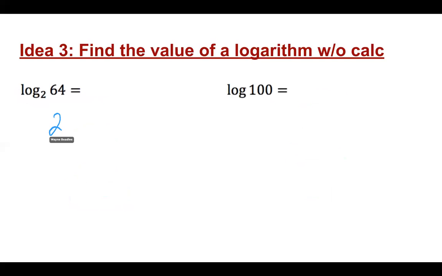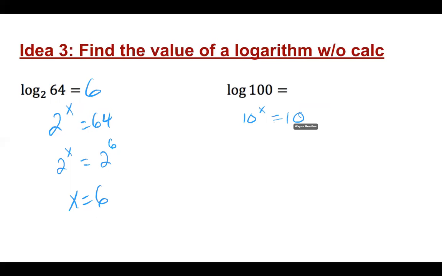So 2 to the x power is equal to 64. Now 64 is not a normal number that we use all the time, but it would be 2 to the 6th. 2 times 2 times 2 times 2 times 2 times 2, which would be 6. So the answer is 6. This is 10 to the x power is equal to 100. Well, 100 is 10 times 10, which is 10 squared. And so we get x is equal to 2.